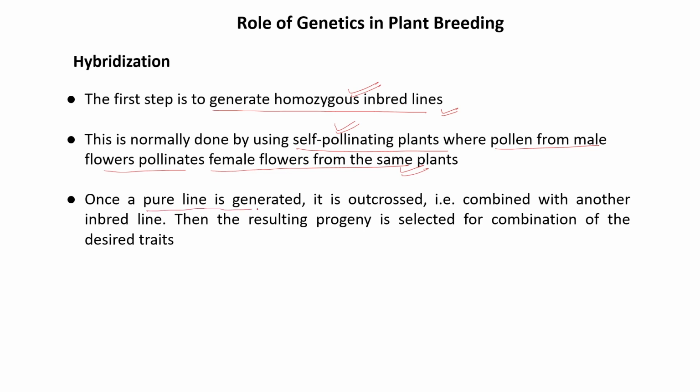Once the pure line is generated, it is outcrossed, that is combined with another inbred line. Then the resulting progeny is selected for the combination of desired traits. So once the pure line is generated, then you can outcross. You can outcross with a different variety or even a different species.